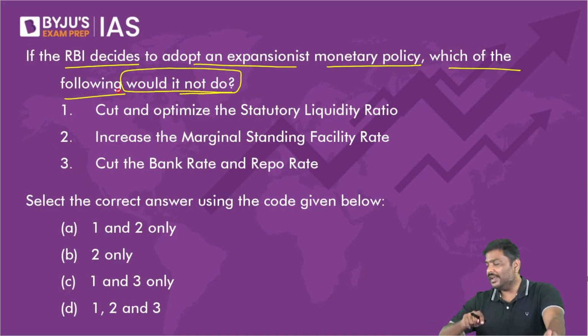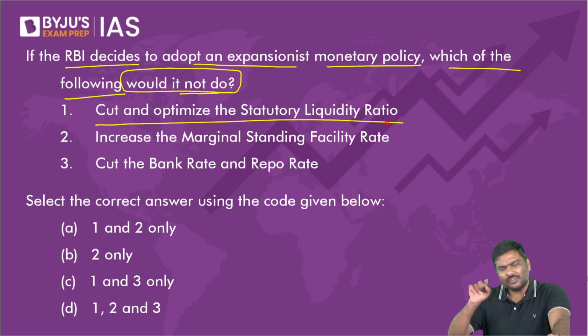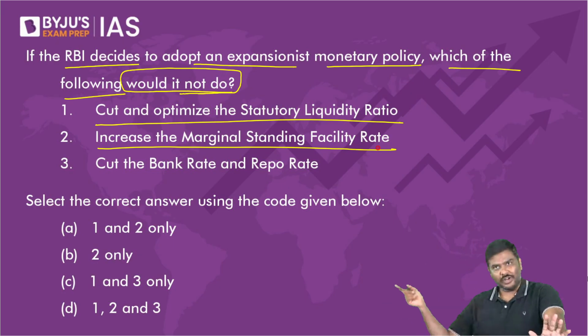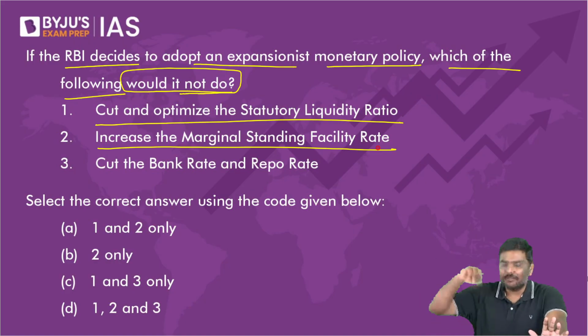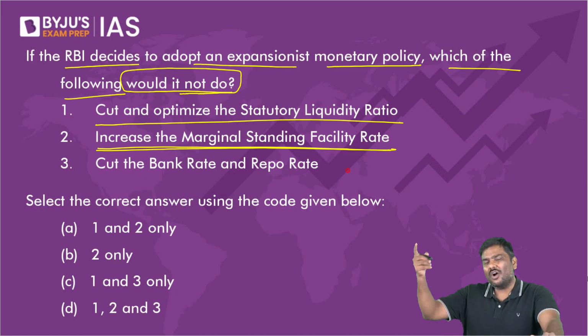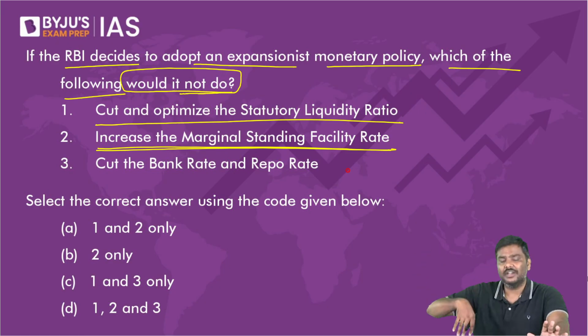Cut and optimize SLR. Tell me, if RBI wants to increase money supply, can I say RBI will use the first one? Of course, yes. Second one, increase MSF, marginal standing facility rate. Under this, RBI will charge a higher rate of interest for emergency borrowing done by the banks. Right? So, if RBI wants to increase money supply, will it increase or decrease MSF rate? If they want to increase money supply, they will decrease MSF rate. But if they increase MSF rate, the banks will take a lesser amount of money from RBI. So, obviously, the second one is correct.